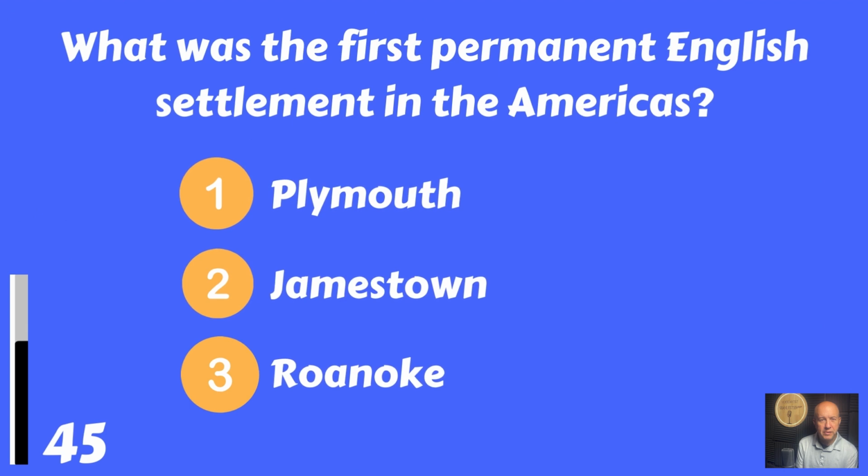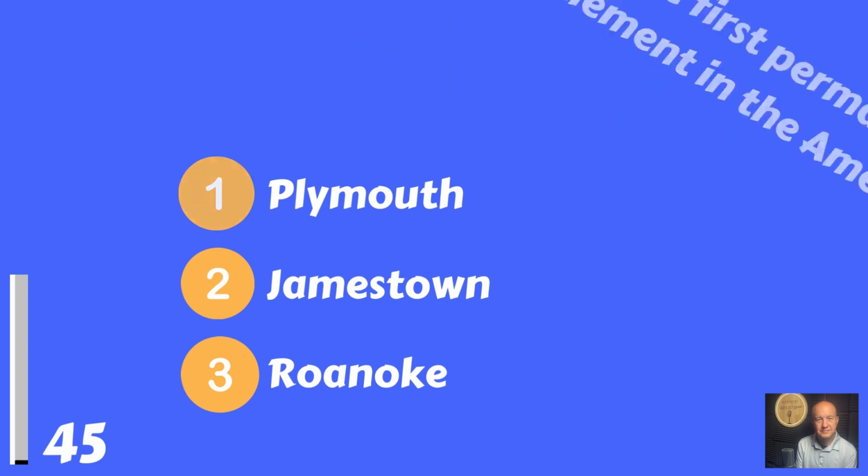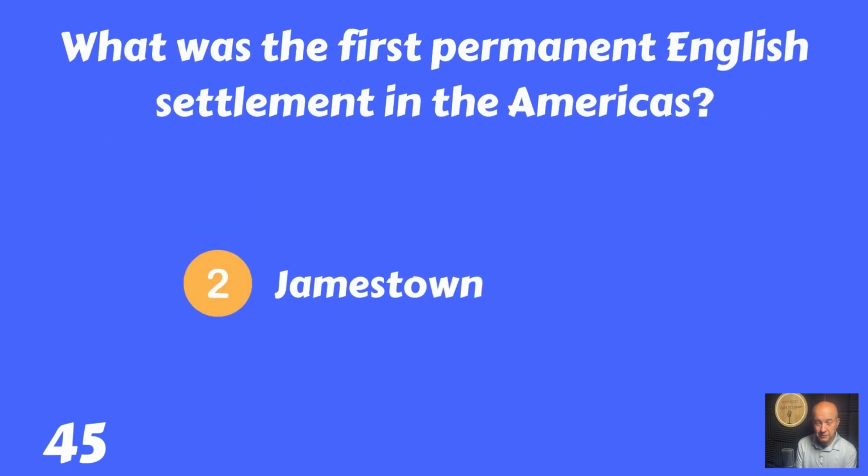What was the first permanent English settlement in the Americas? Was it Plymouth? Was it Jamestown? Or was it Roanoke? And that would be Jamestown.